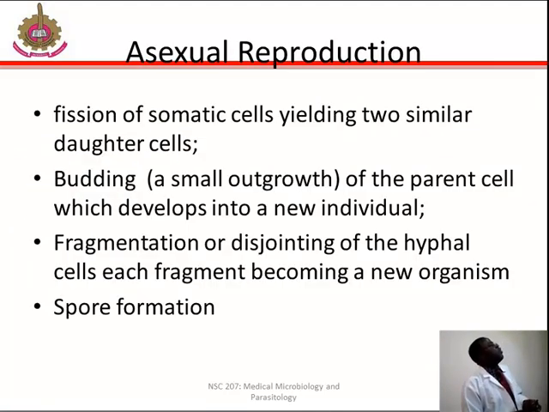Also, when you talk of asexual reproduction, it is the fission of a smaller cell leading to similar cells. It is not fusion, it's fission. When you talk of fusion, it means two will come together. When you talk of fission, it means only one cell will divide itself into two. By budding, a small outgrowth from the parent cell will come up, which develops into new individual cells. Or you talk of what they call fragmentation, or they can form spores. These are methods by which asexual reproduction takes place in fungi.